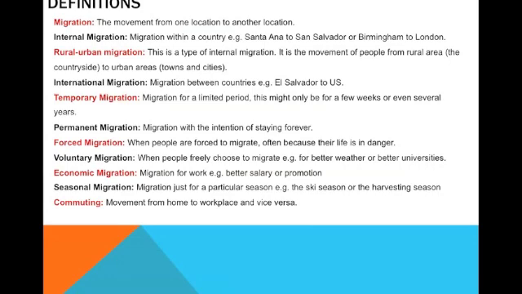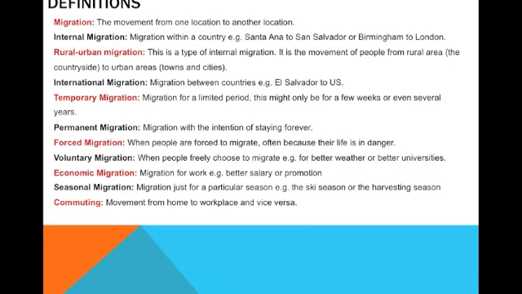Rural urban migration is when you go from the countryside, so from a rural area, to an urban place. And this is internal migration, because it's the same country. For instance, if you go from the farmlands, the countryside in France, to suddenly go to Cannes, then that's rural urban migration. Then there's temporary migration, which is when you migrate for only a limited period. For instance, it could be for a few weeks or even several years.